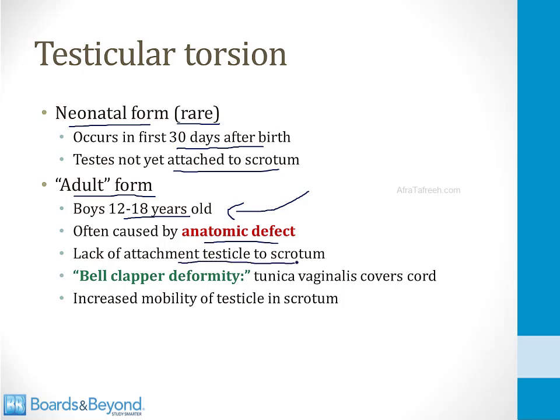The defect they most commonly have is called a Bell-Clapper deformity. That's where a structure called the tunica vaginalis covers the spermatic cord so it cannot attach to the wall of the scrotum. This leads to increased mobility of the testicle in the scrotum. If you've ever seen a bell in a tower, there is a ball that bangs against the walls of a metal structure surrounding the ball, and that metal structure surrounding the ball is called a bell clapper.